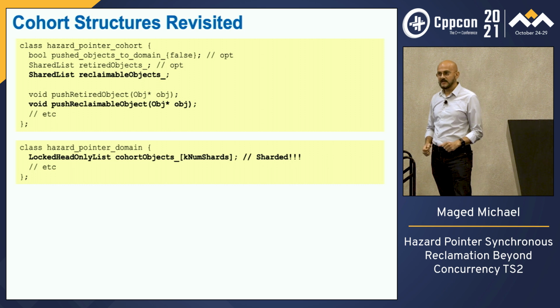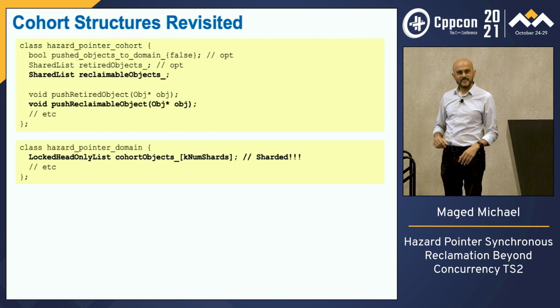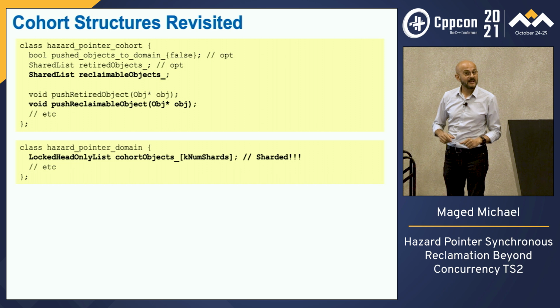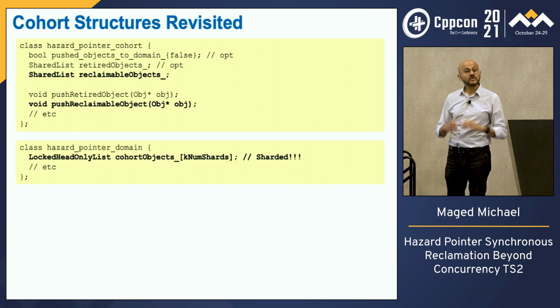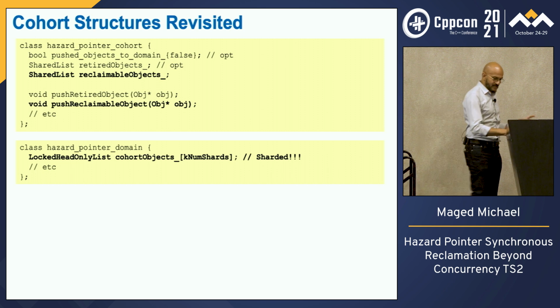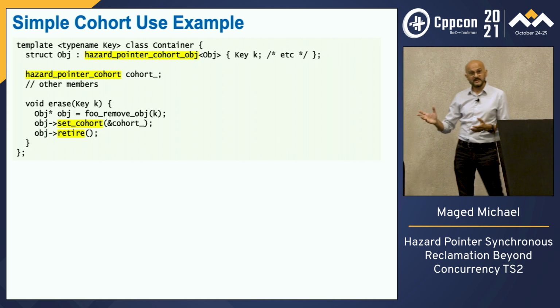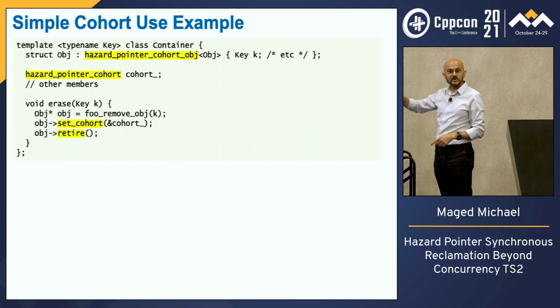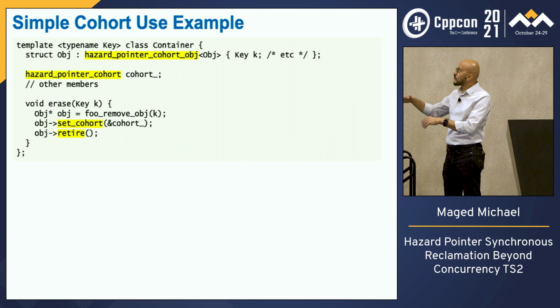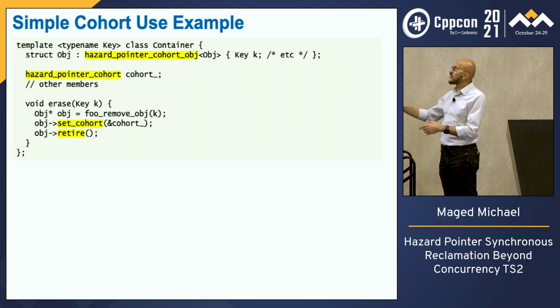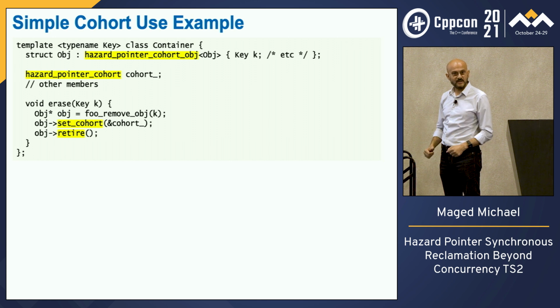Okay. So the question is how do you determine which cohort a retired object should go to? Oh, very good. Let me back up a tiny bit and go to this example. Now we have a cohort that belongs to the container. That is the cohort that all the objects belonging to that container will be associated with. When that container is destroyed, the cohort will be destroyed, and all the objects that were removed, retired and associated with that specific cohort will also be guaranteed to be reclaimed. Clear? Okay.